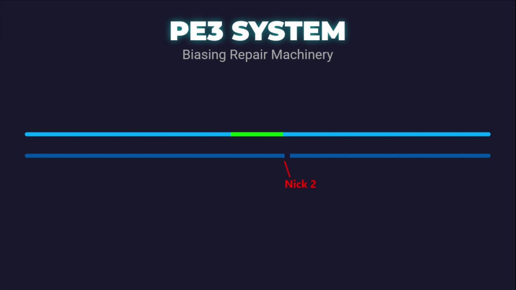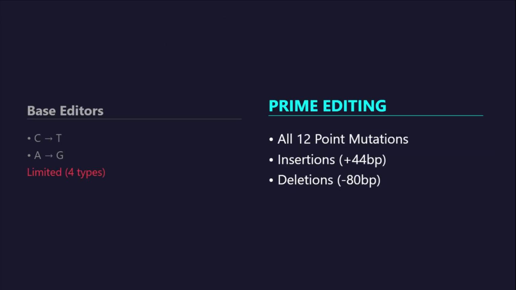The resulting second nick biases the cellular repair machinery. By creating a second break, the cell is forced toward using the newly synthesized edited strand as the template for repair. This strategic introduction of a second nick significantly increases the overall editing efficiency and ensures a higher purity of the desired genetic outcome. Prime editing offers superior versatility compared to both base editors and standard CRISPR-Cas9.